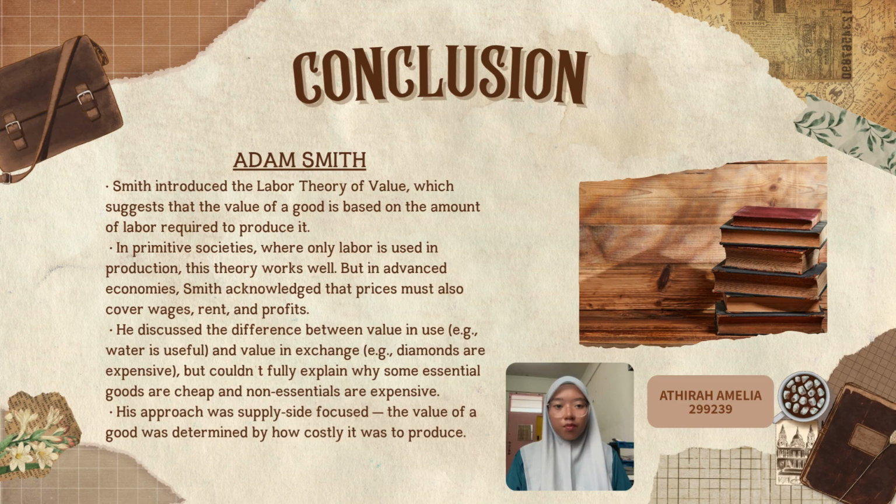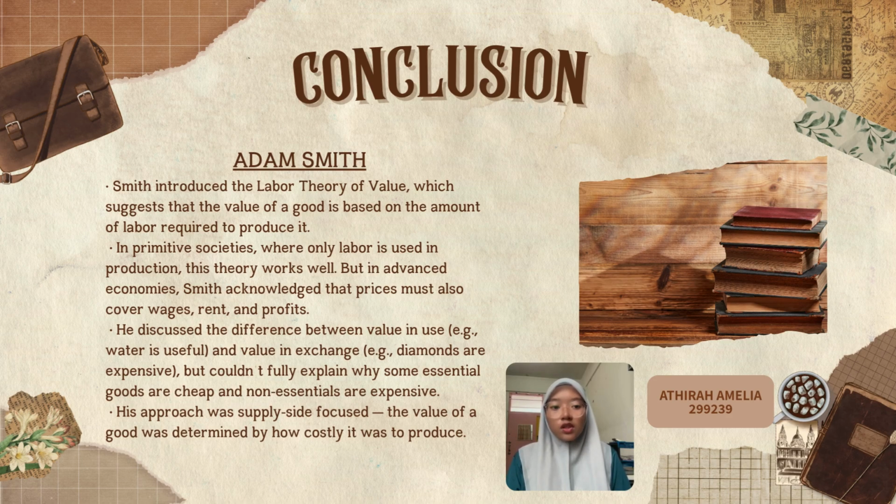So for the conclusion part, Smith introduced the labor theory of value, which suggests that the value of a good is based on the amount of labor required to produce it. In a primitive society, where only labor is used in production, this theory works well. But in advanced economies, Smith acknowledged that price must also cover wages, rent, and profits. He discussed the difference between value in use and value in exchange, but could not fully explain why some essential goods are cheap and non-essential goods are expensive.